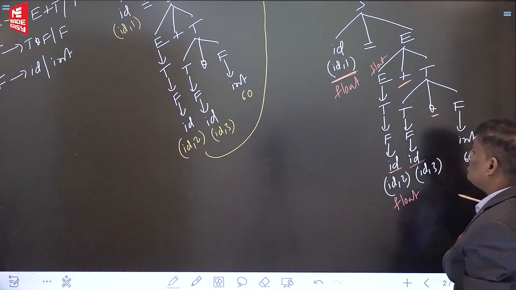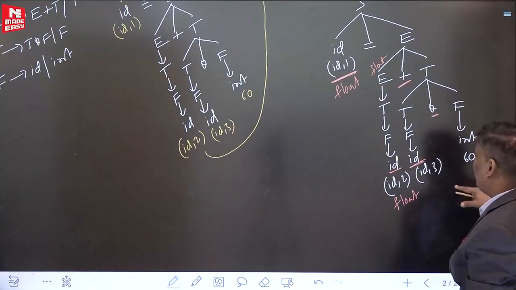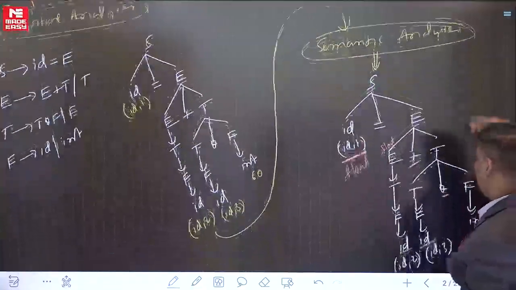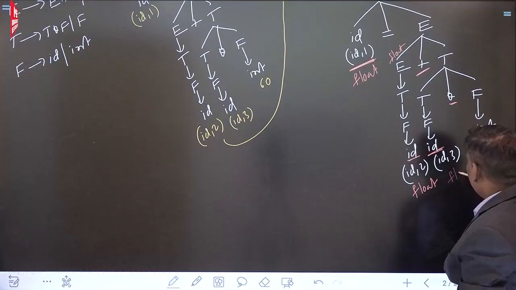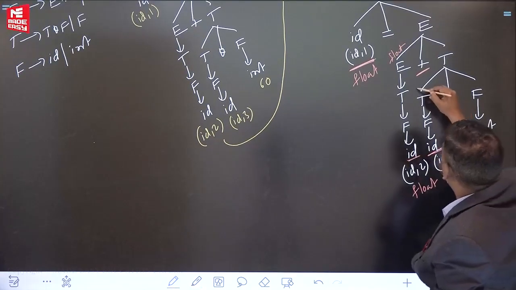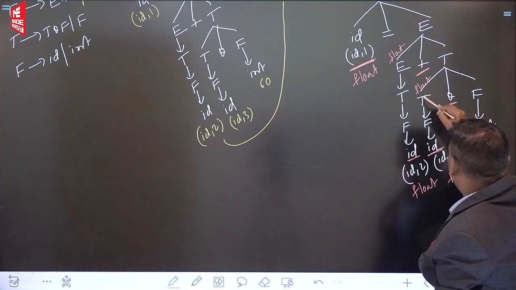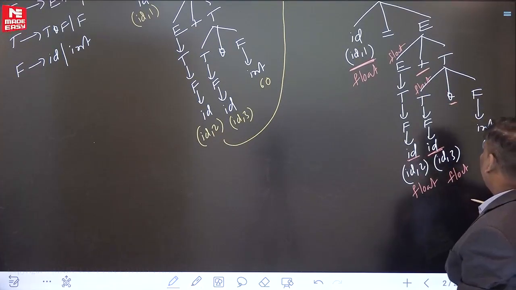Again, ID. ID means identifier, right? Token number available, ID 3. In the symbol table, you check the third row. Who is there? Z, float. I think this is also float. This is float, so the same thing will go here. It is float. To do this star, left is float. Right is what? Let me check here.